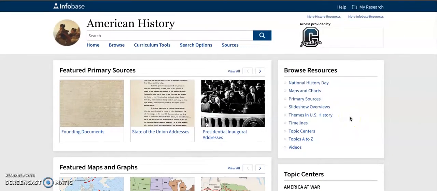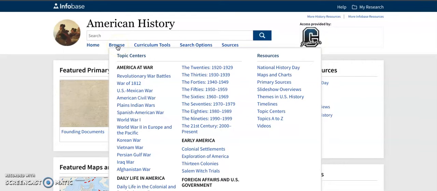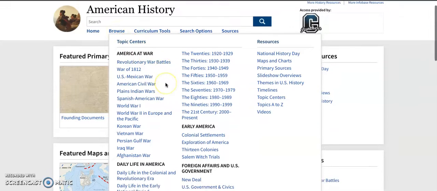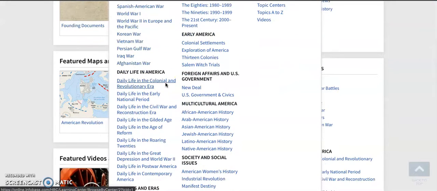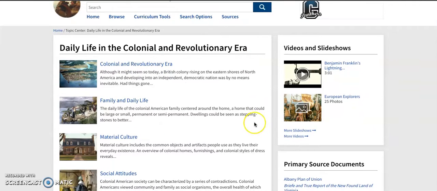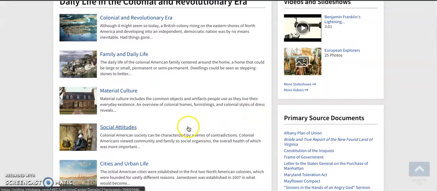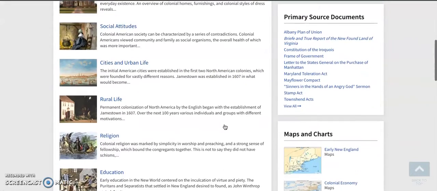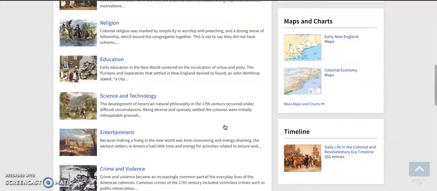So when you're getting to know a database, it can be a good idea to just browse and get yourself familiar with it first. So we can go to Browse here, and since we are doing the American Revolution, maybe we want to take a look at what daily life was in the colonial and revolutionary era. Let's click there. And here we see a whole bunch of topics, like what were the social attitudes like? What was religion and education like? What about entertainment?